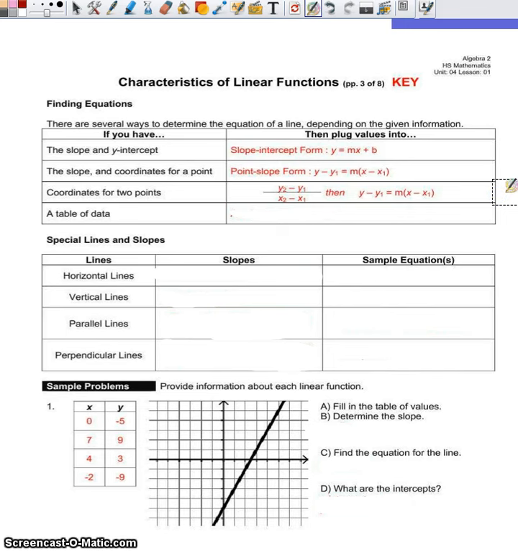What if they give me a table of data? Well, then I know I can go to statistics in my calculator and create a line of regression, and we'll work on that in class.